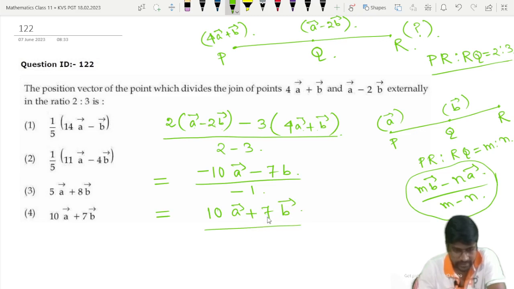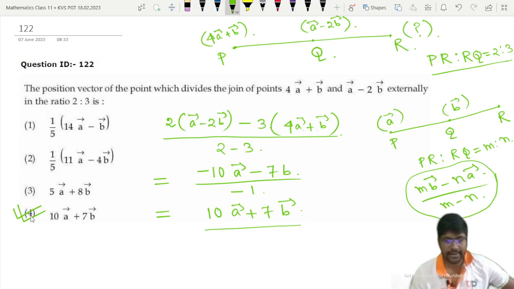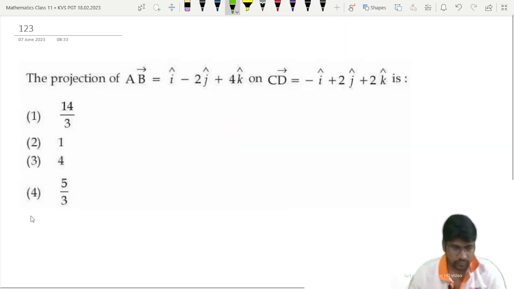So the position vector of the point which divides the join of points 4a plus b and a minus 2b externally in the ratio 2:3 is 10a plus 7b. Is it clear to everyone? If you look at the options, option 4 is the correct answer. So this was question number 122. Now let's move to the next question, question number 123.